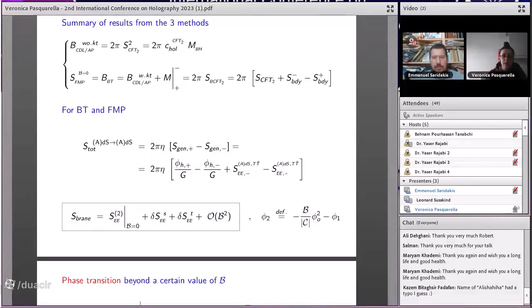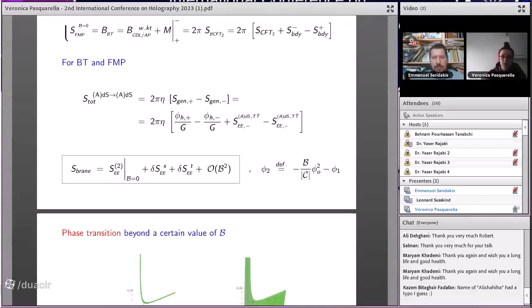We were able to encode a correspondence between the different methods as long as B is equal to 0, so you have no black hole mass. But when B is different from 0, we were able to give an interpretation of the total action as being the difference of two generalized entropies, where the emergence of an island can be identified, and this is given by the value of the dilaton on the boundary of the island.